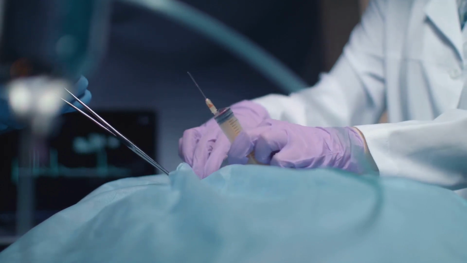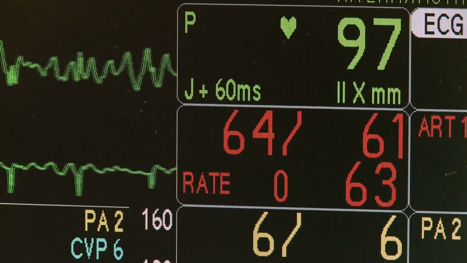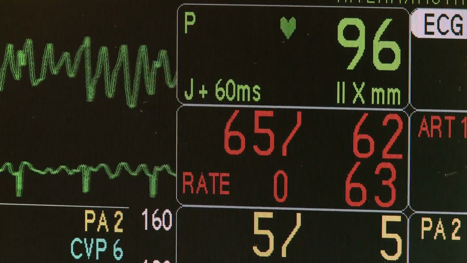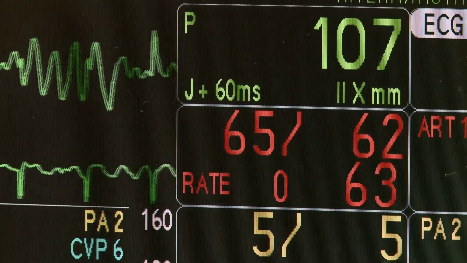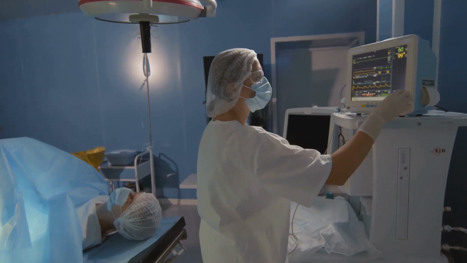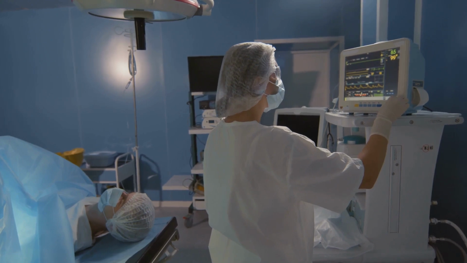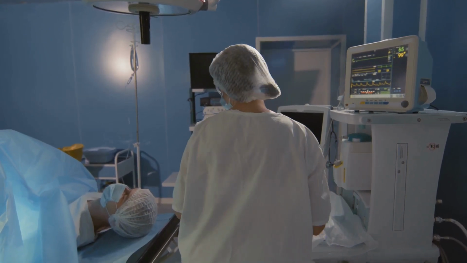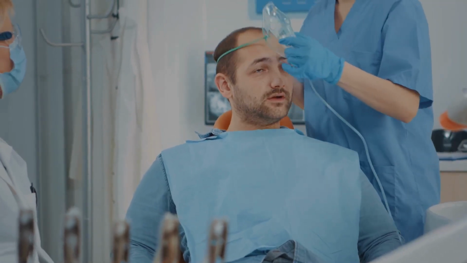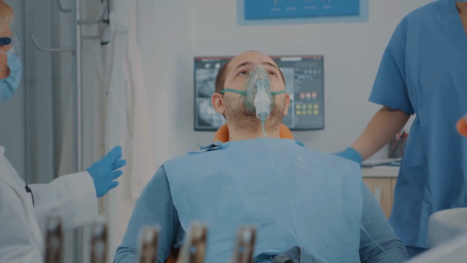But the provider's job doesn't end with the administration of these drugs. Throughout the procedure, they continuously monitor the patient's vital signs, including heart rate, blood pressure, oxygen levels, and consciousness. This real-time tracking allows them to swiftly adjust the sedation level or intervene if any complications occur. Furthermore, the provider also ensures that the patient's comfort level is maintained. They monitor signs of discomfort or distress and adjust the sedation as needed, ensuring a smooth, comfortable experience for the patient.